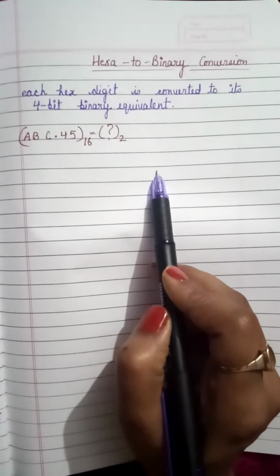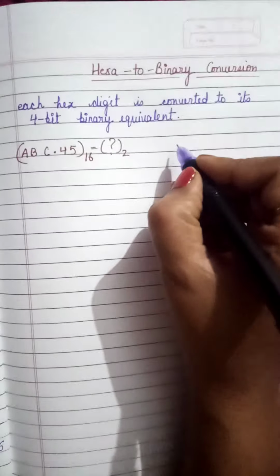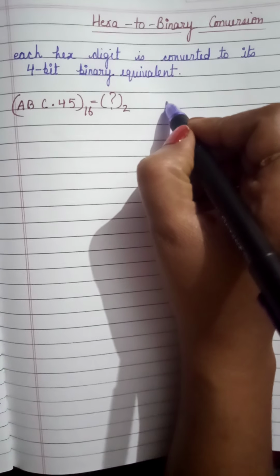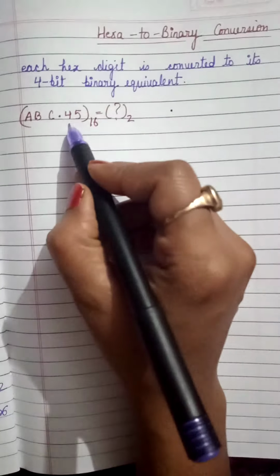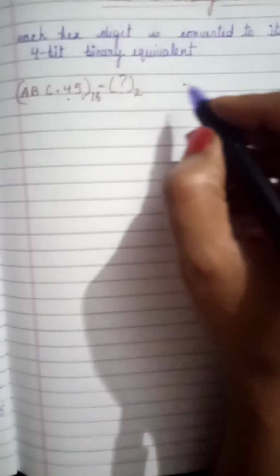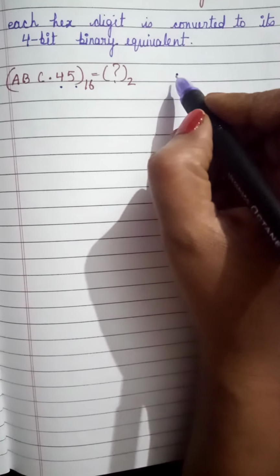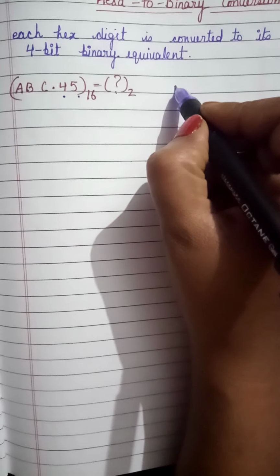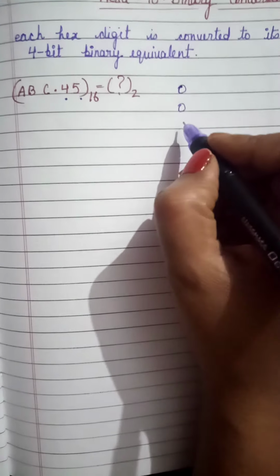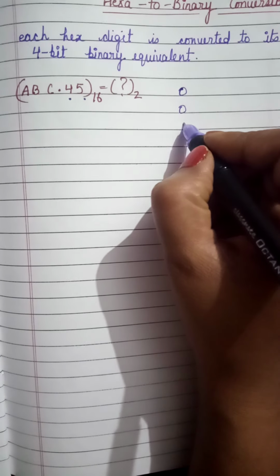Now you can do this with the help of a table also. That will be easy for you, and if you remember, you can write it down on your own. If you know the binary equivalent of 4 and of 5, you can write it down directly. I'm just going to show this for those who don't know the binary equivalents.